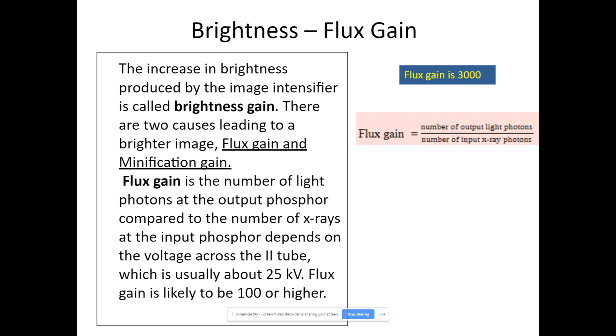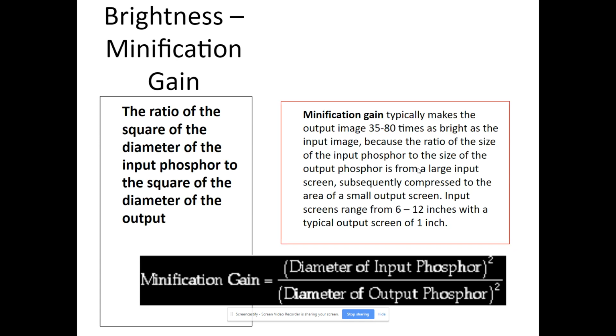Okay, so this is the way to remember minification. When you think of minification, you think of something getting bigger and smaller. Right? So think about that as the input phosphor, which can change size, and the input phosphor is linked with the output phosphor. So that's minification gain.